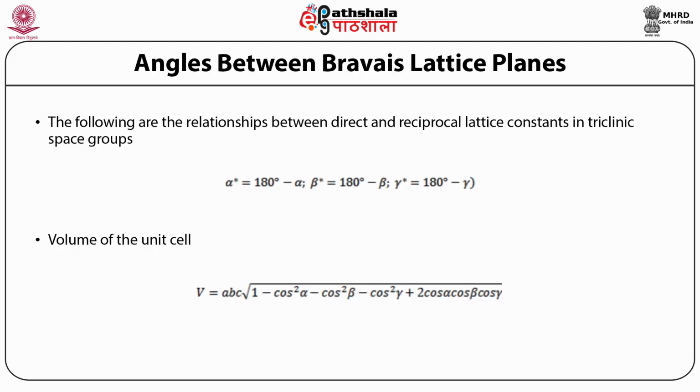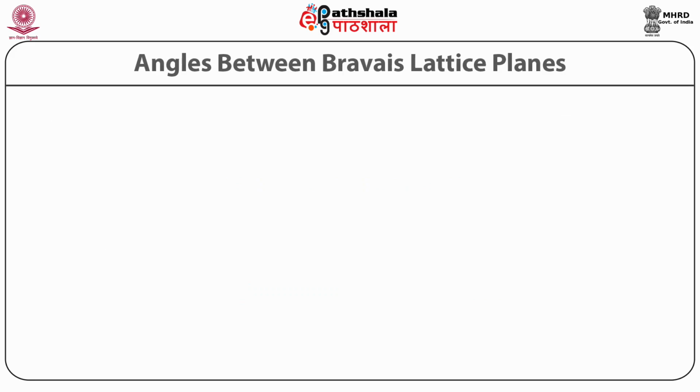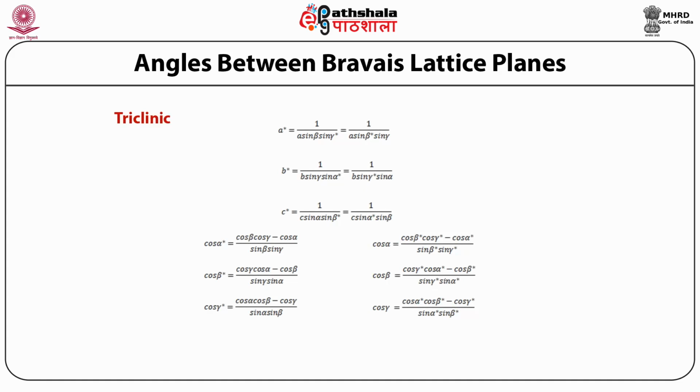Thus the volume of the unit cell can be calculated if you know the 3 cell edges and the 3 angles, each opposite to one of these axes. Let us consider a triclinic system. So here we have the formulae for A star, B star, C star, cos alpha star, cos beta star and cos gamma star. A star will be simply 1 by A sin beta sin gamma star, which can also be written as 1 by A sin beta star sin gamma.